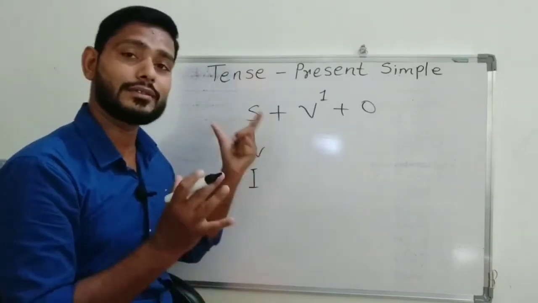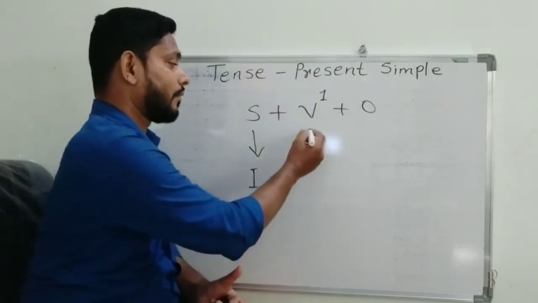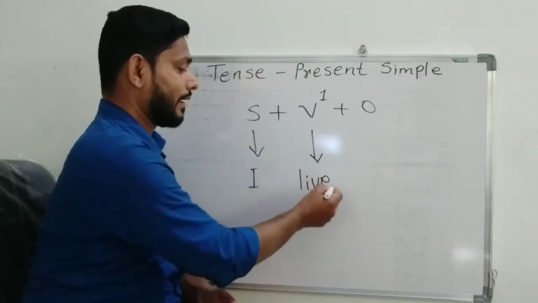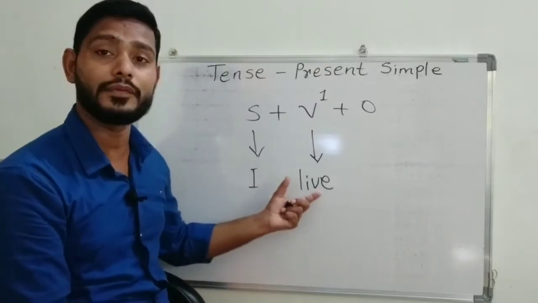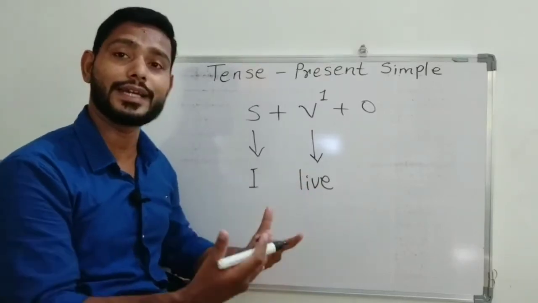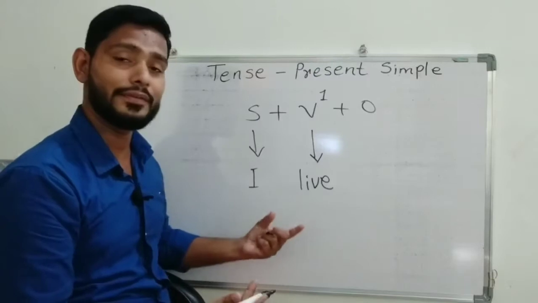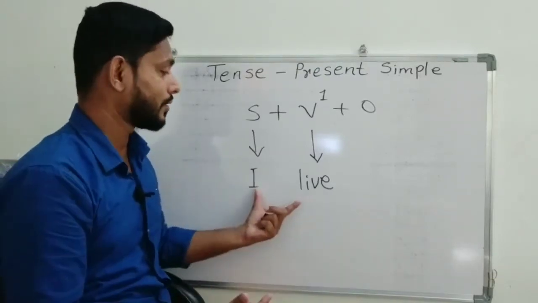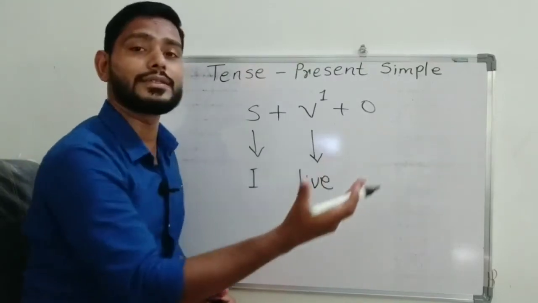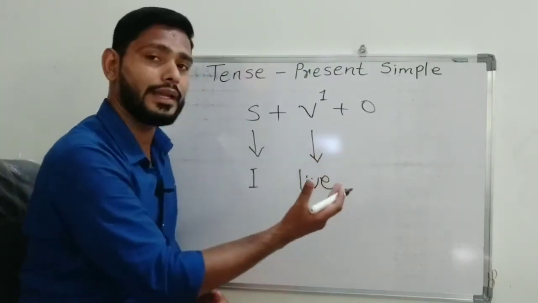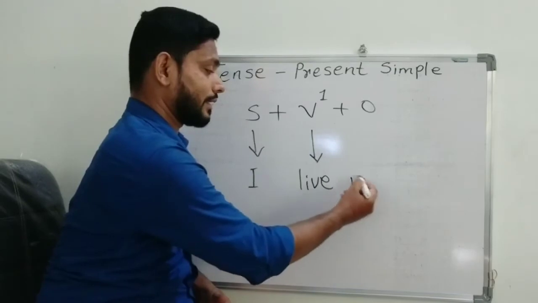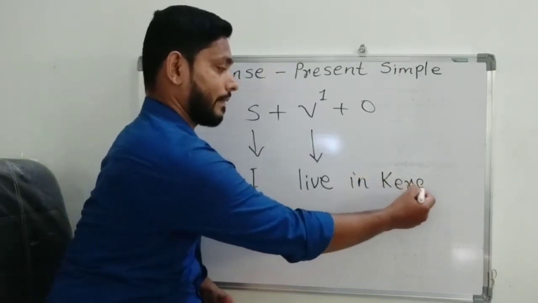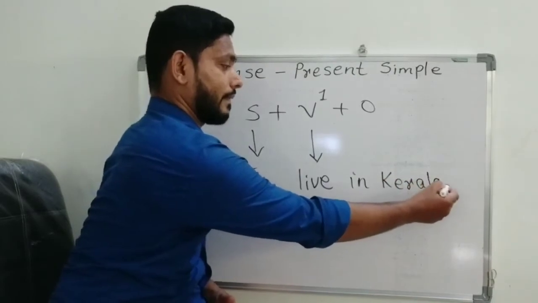So the structure is what? The form of the verb, that is, I live. This is the first form of the verb live. And what are the second and third form and ing form? Live, lived, living. I think you know that very well. So I live, and there is no object in the sentence that I am going to write, but here the sentence is I live in Kerala.